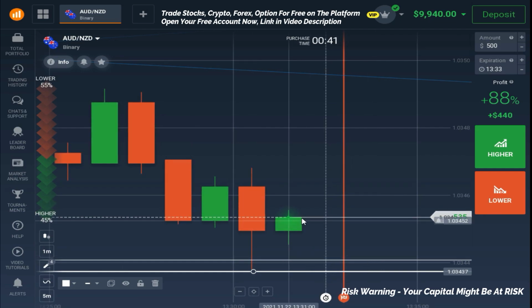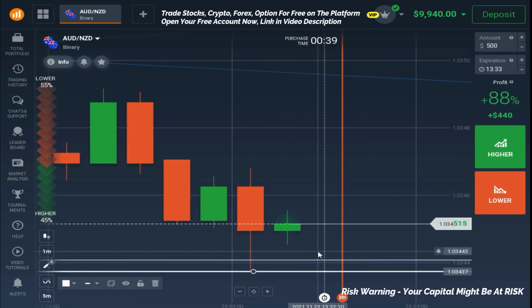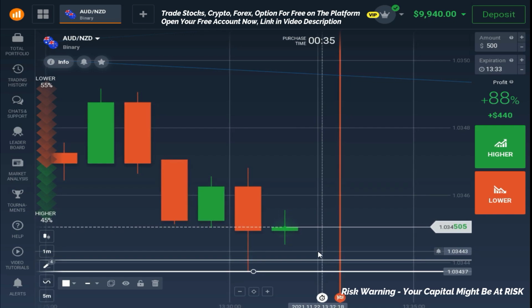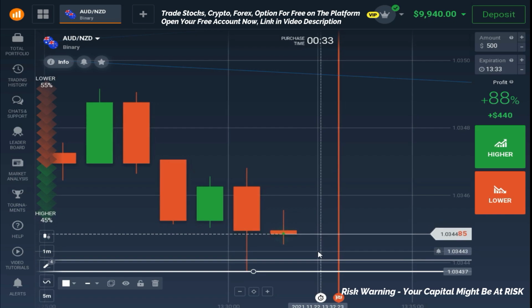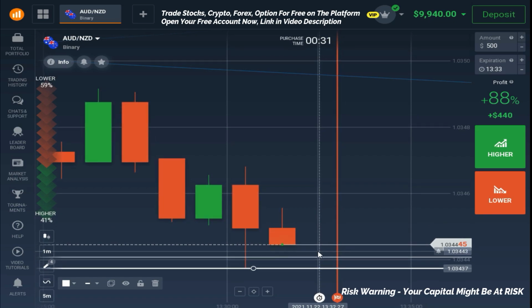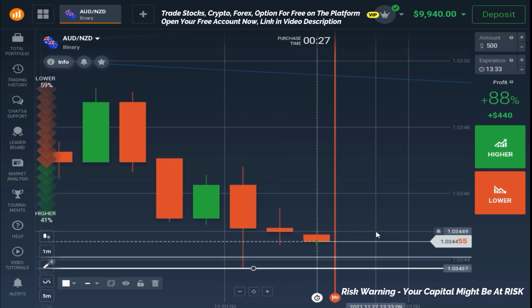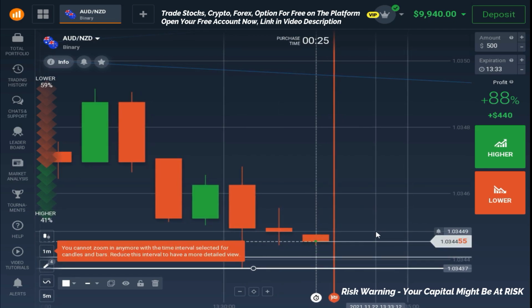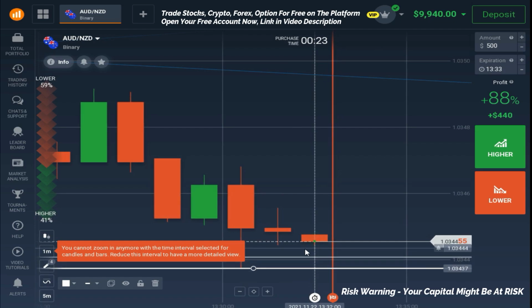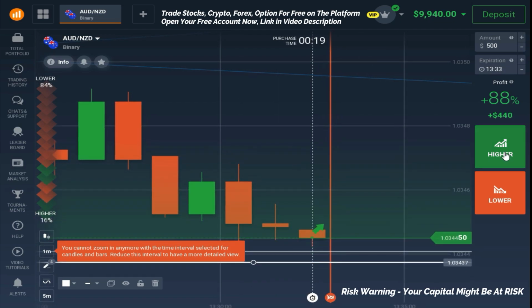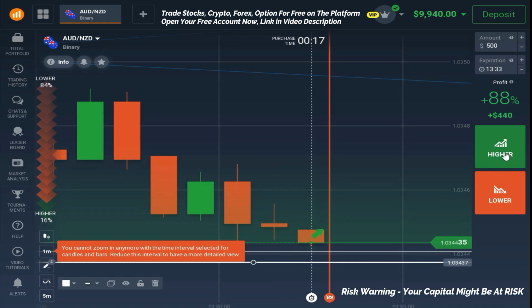Right now it is in the shape of a spinning top. Let's see how this candle is going to close, and it's a doji now. Okay, so it closes as a doji, and we are going to take a trade as soon as we get the rejection, because the market is weak now. I'm just waiting for the rejection and we are going to place our trade.